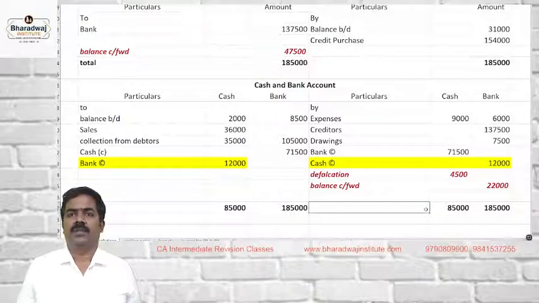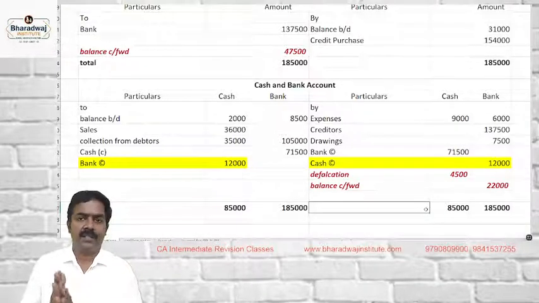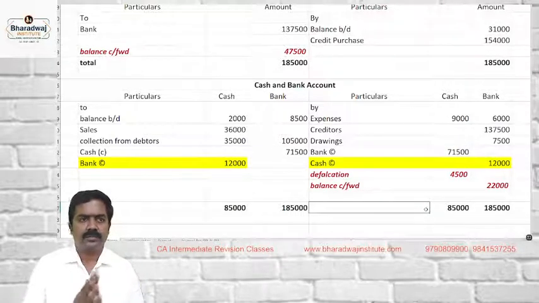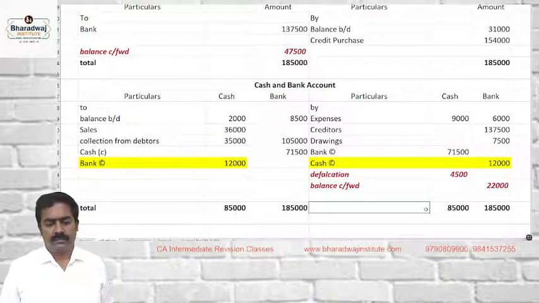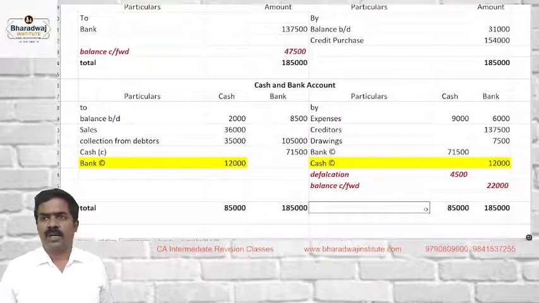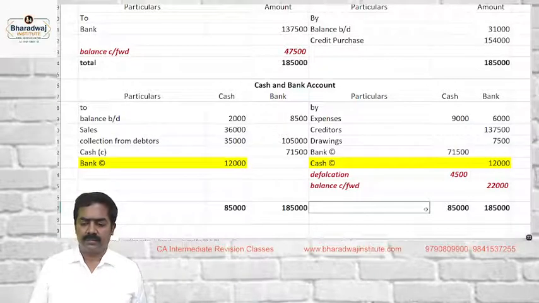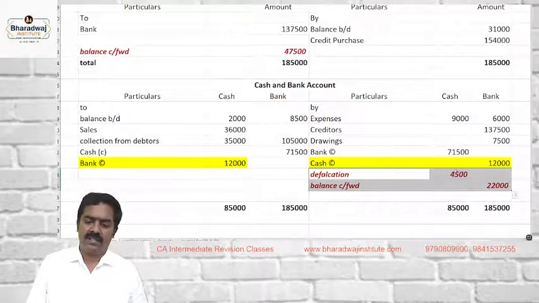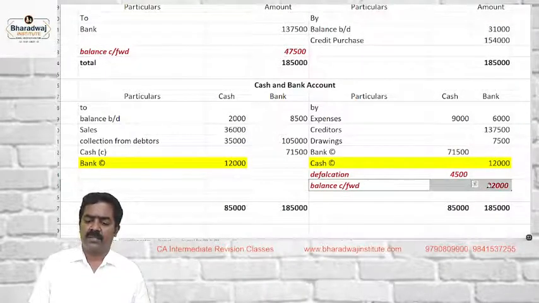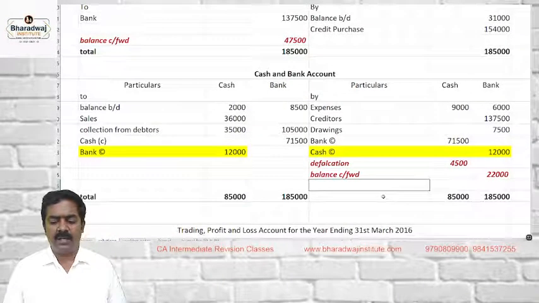After this, what is the next one? Trading P&L account. Start with trading P&L account next. Those who have completed, go ahead with trading P&L account. You can do cash account, bank account separately also, not compulsory to do in columnar format. Simple, both will be shown as an asset. This is recoverable from the cashier. This is a bank balance, that's all. Start with trading P&L account.